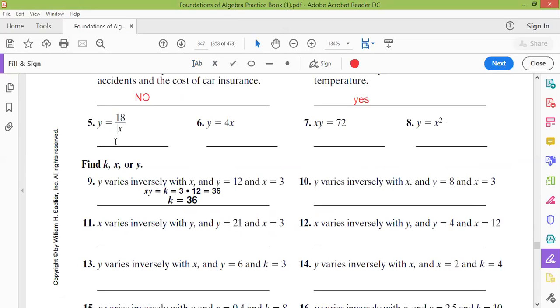Is it inverse variation or no? From the equation. Yes, it's inverse variation. Why? Look at this. y is equal to k over x, and k is a number. Or x times y is equal to k. So, yes, inverse variation.